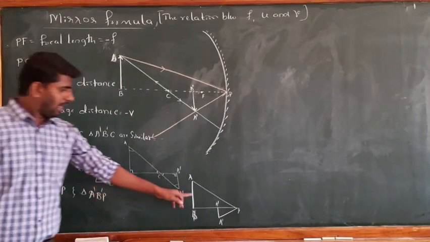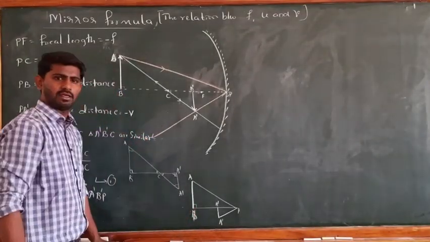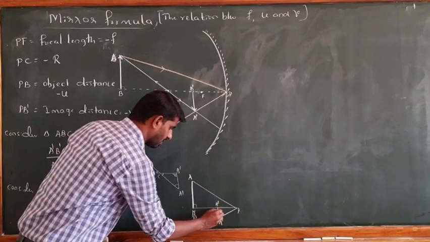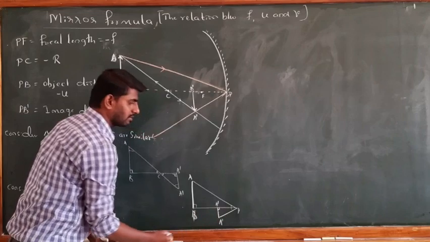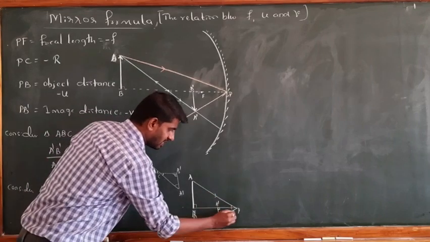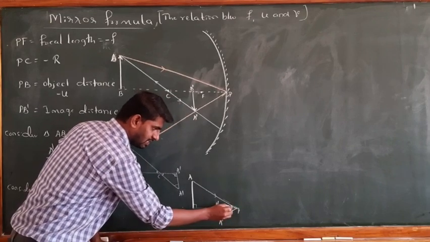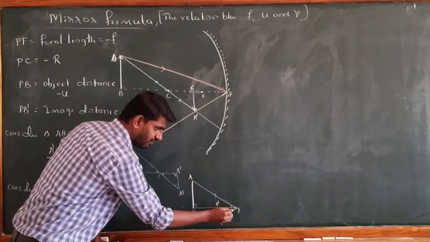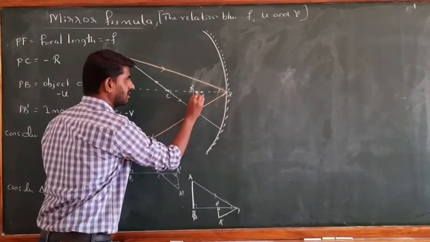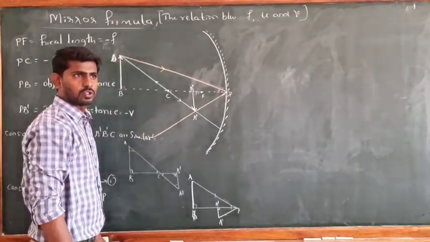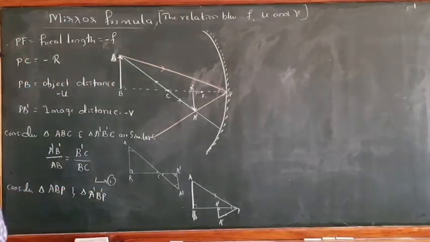See, are they similar triangles or not? We'll check. One angle is 90 degrees, and the corresponding angle in the other triangle is also 90, and these two angles are equal. Why do these two have to be equal? This is the incident ray, this is the reflected ray, and this is the normal line. Angle of incidence equals angle of reflection. So this angle and this angle are equal, then this angle and this angle are equal. So two pairs of angles of those triangles are equal, and that's why those two are similar triangles.